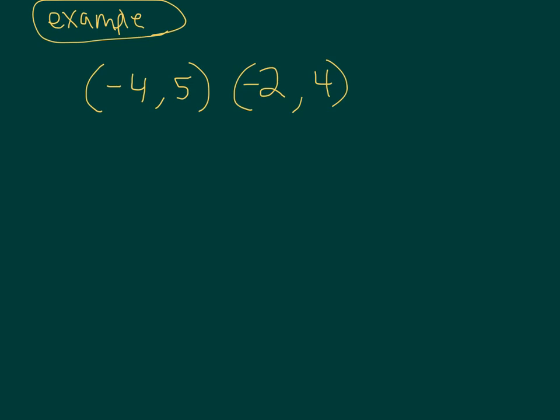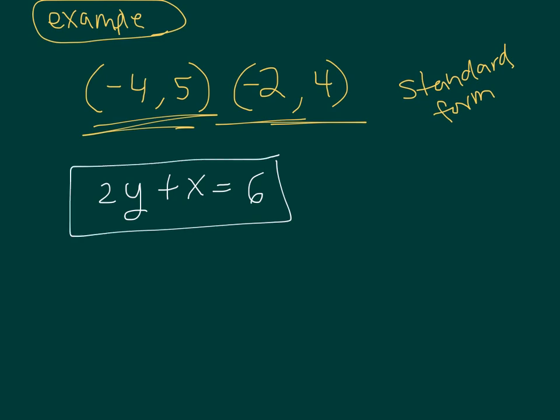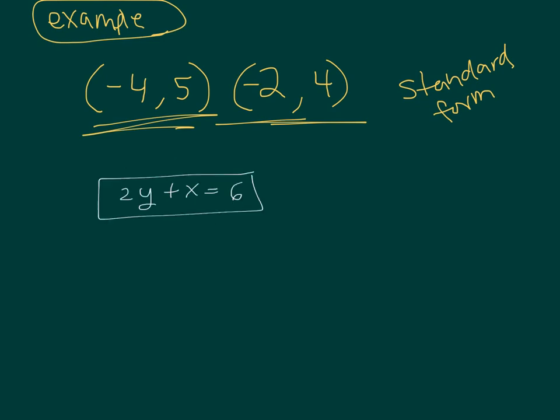Okay, I would like you to try this example on your own. Please write me an equation of the line that goes through the following 2 points in standard form. Okay, if you feel comfortable, pause the video and give it a try. Okay, so I'm going to give you the answer, which is 2y plus x equals 6. If you did not get that, you should be watching the rest of the video where I explain to you how to get this answer.